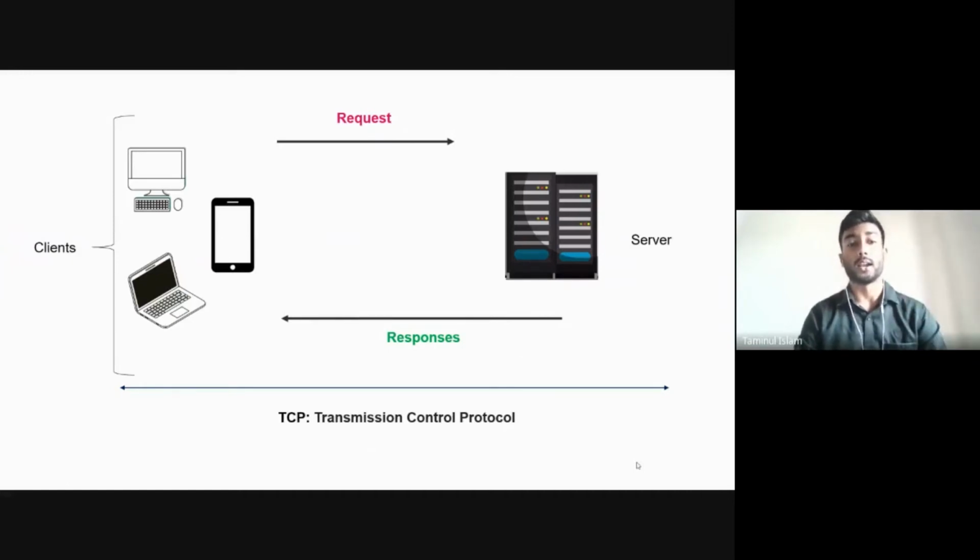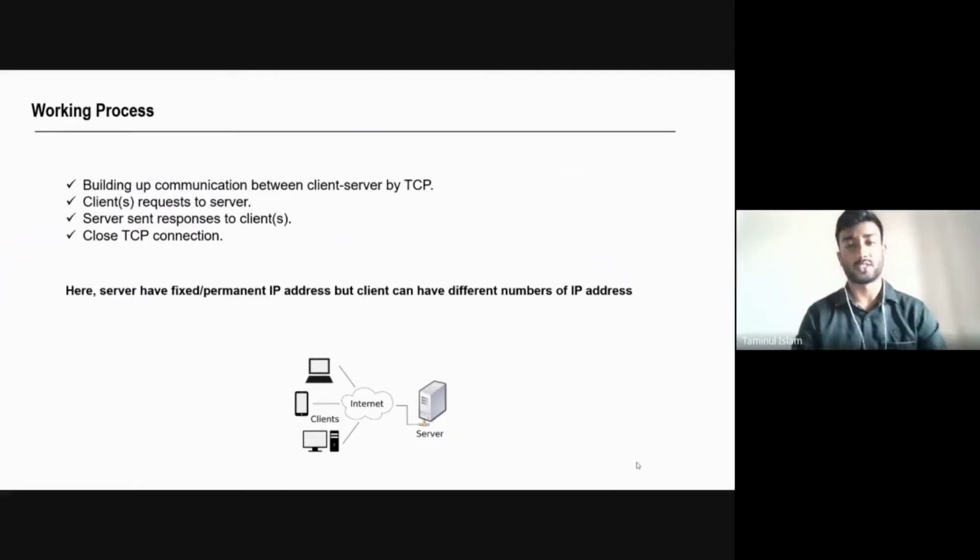And this communication between client and server is made by Transmission Control Protocol, which is abbreviated as TCP. So these are the main working processes of client-server communication. Here's the 4-step working process. First of all, building up communication between client and server by TCP, then the client requests to the server, then the server responds to the client, then close the TCP connection. Right. So these are the 4 steps to make a connection between clients and server.